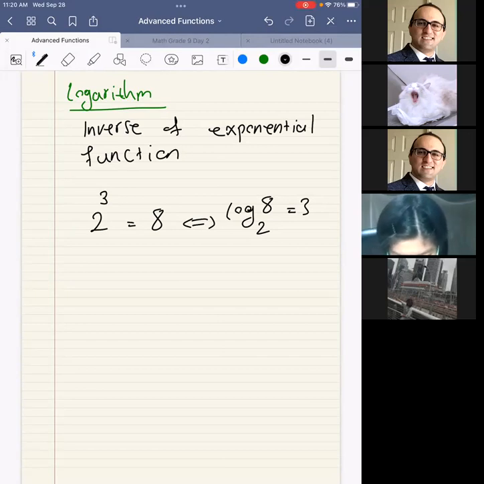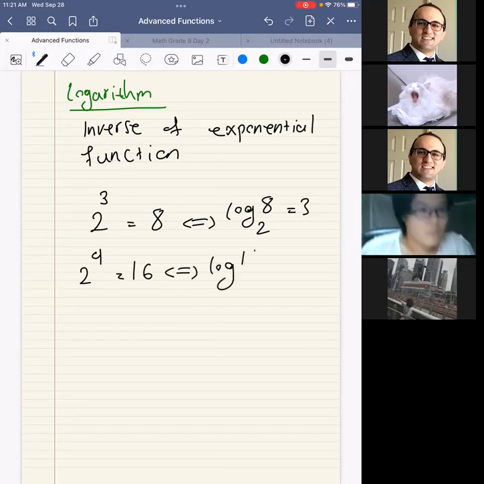Or you say 2 to the power 4 is 16. That's equivalent to saying that the logarithm of 16 with the base 2 is equal to 4. So you can basically say it in this way. What power or exponent of 2 is equal to 16? That is 4. What exponent of 2 is equal to 8? That is 3. That's basically log of 8.